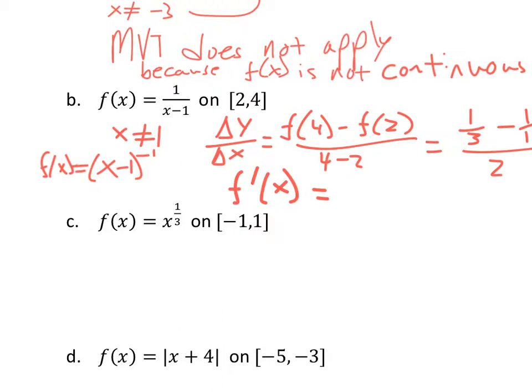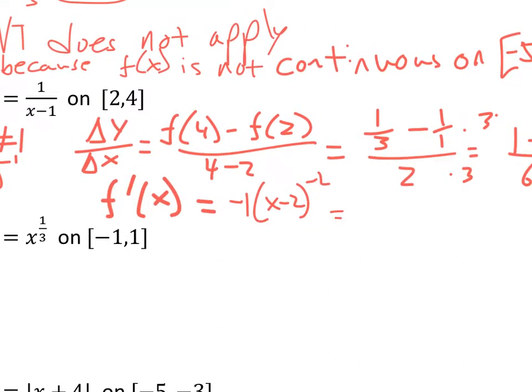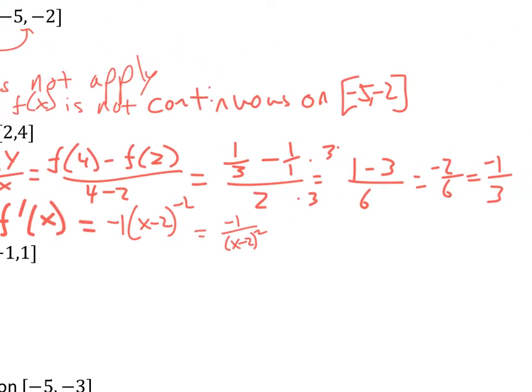Using the chain rule here, derivative of the inside is just 1, and then times the derivative of the outside, the whole, which is -1, times x minus 2 to the -2. All right, so that's simply -1 over x minus 2 squared. All right, we want that to be equal to -1/3, okay? So -1 over x minus 2 squared equals -1/3. We can do a little cross multiplying, okay?